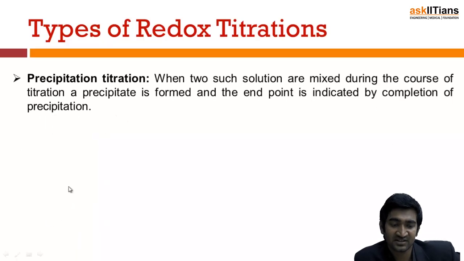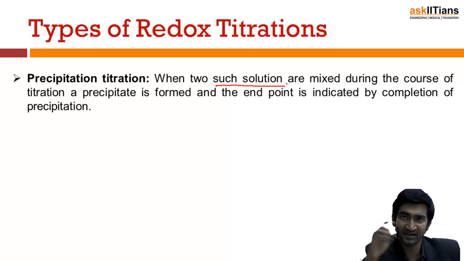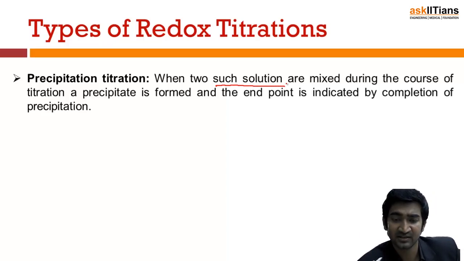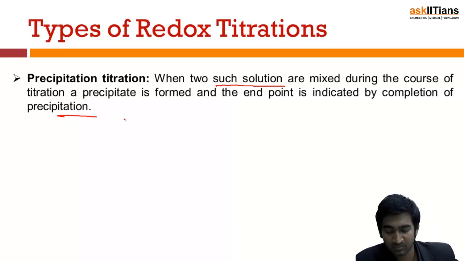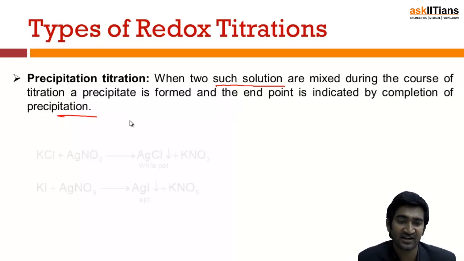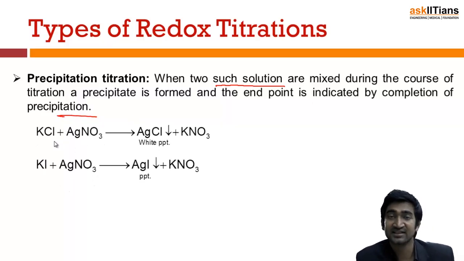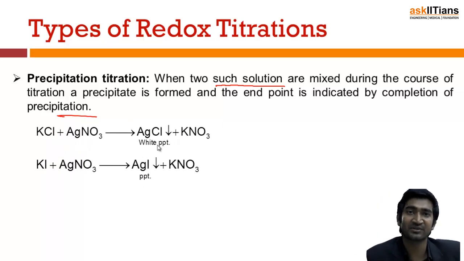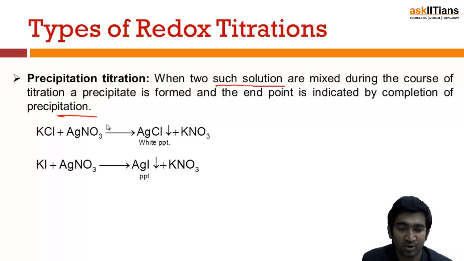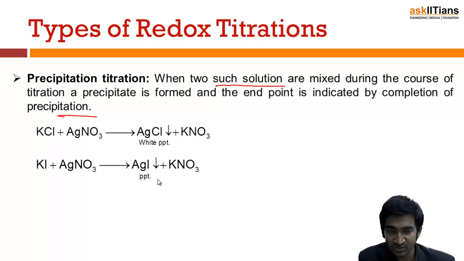The third type is precipitation titration. In precipitation titration, two solutions are mixed during the course of the experiment, and when the endpoint is obtained, a precipitate is formed. That type of titration is known as precipitation titration. It is like this: suppose the reaction is KCl plus AgNO3. You obtain AgCl, which is a white precipitate. Similarly, KI plus AgNO3 gives AgI, also a precipitate. This type of titration is known as precipitation titration.